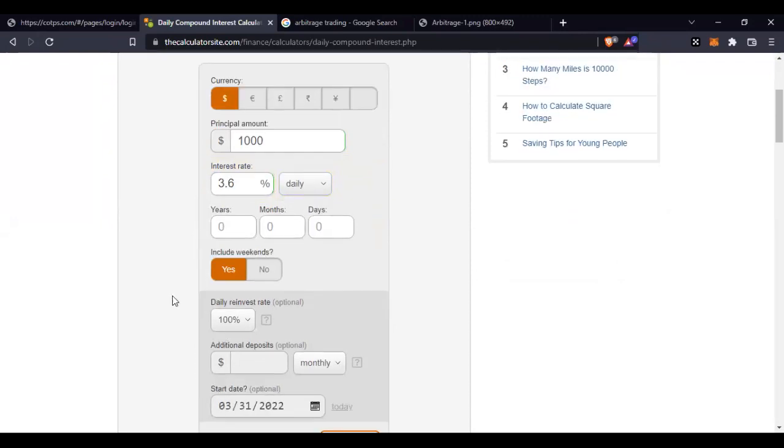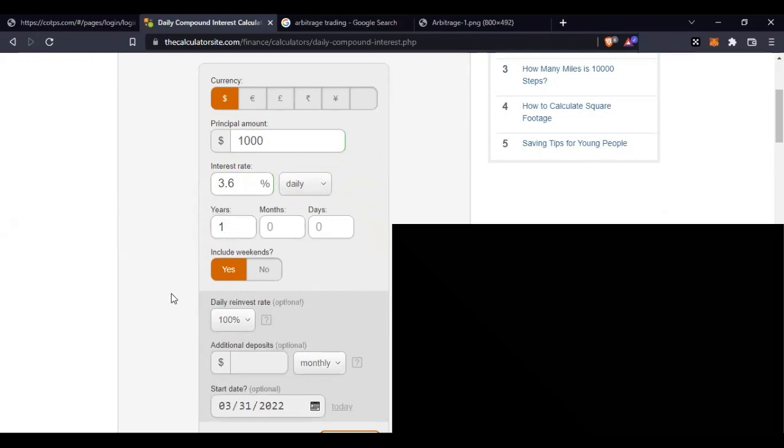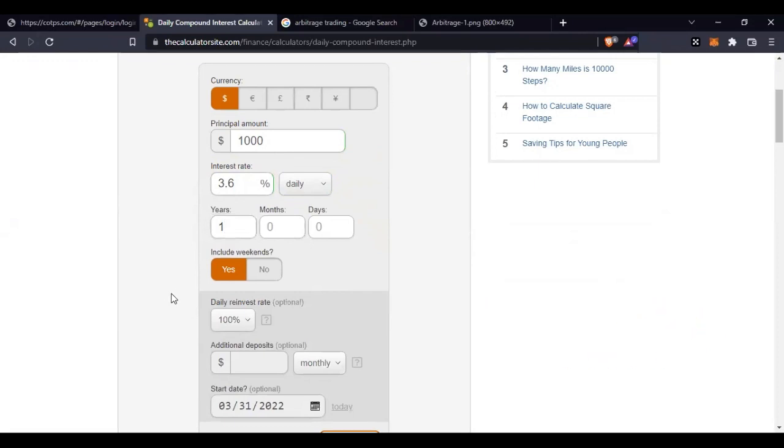If you are using the script, you can do it at 3.6%. And then you run this for 1 month, for 1 year, all right? Let me just use 1 year. I will show you what you can achieve in 1 month, in 2 months, and the rest. And you can withdraw your money anytime you like, all right? But the power of compounding is what I want to show you here.